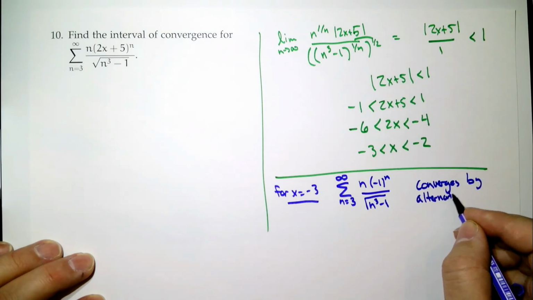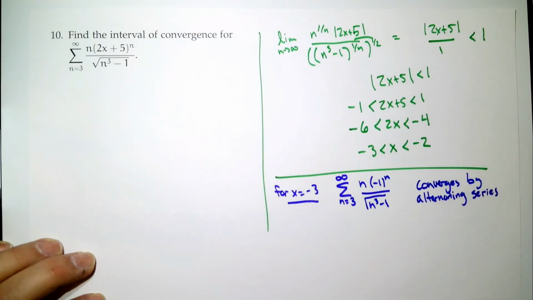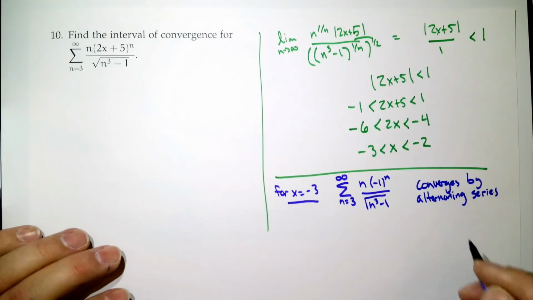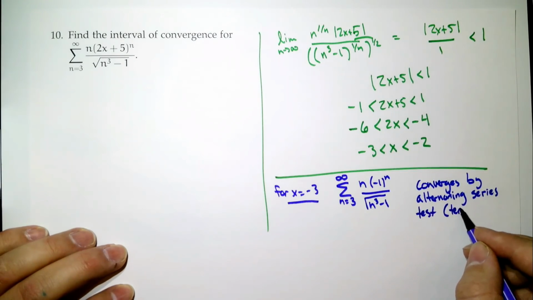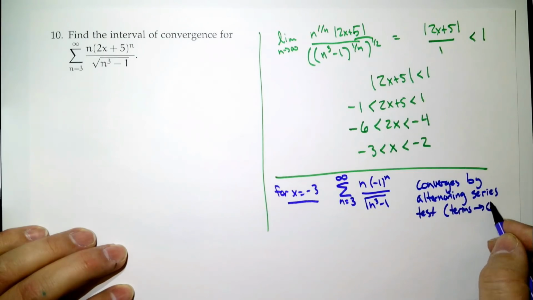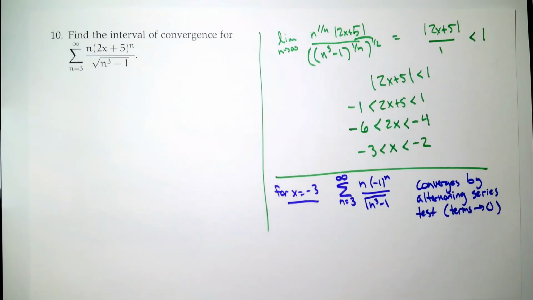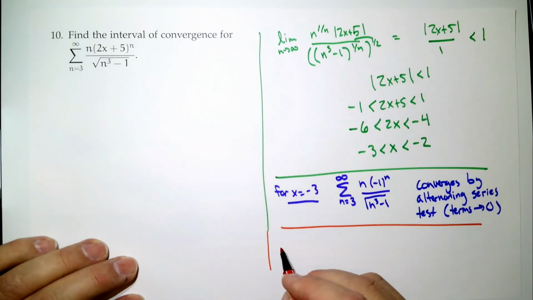Now, when you're talking about interval of convergence, you don't care whether it's conditional or absolute. You just care whether it converges or diverges. You don't care how it converges. So it converges by alternating series test, and I'll put in parentheses, terms go to 0, just so people know I actually did some work. Get the full points. All right, let's talk about negative 2.